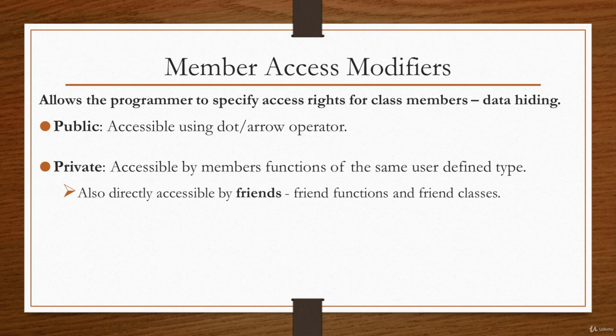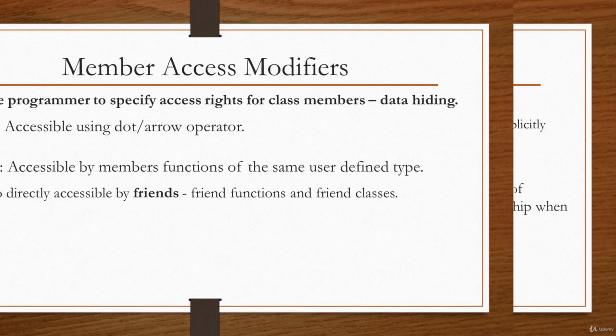Remember in some of the previous lessons and lectures I talked about member access modifiers, and that I'd come back to it in the future. Well, here's a bit of an updated version of this slide. Public members again are accessible using the dot or arrow operator. In other words, those members are accessible wherever you have an object, so you can do the object name dot and then access the member, whether that is a function or a variable. Then private members are accessible by member functions of the same user-defined type. And as we've seen in this lecture, they are also directly accessible by friends. So friend functions and friend classes.